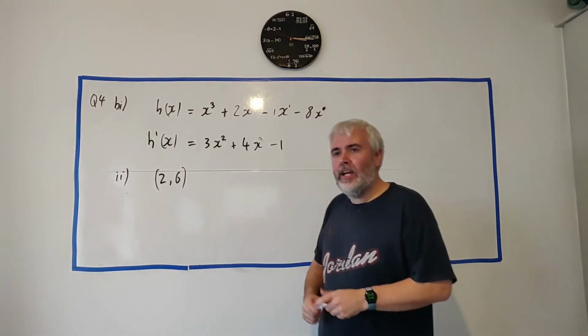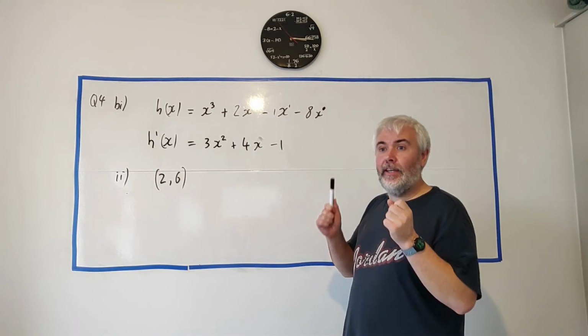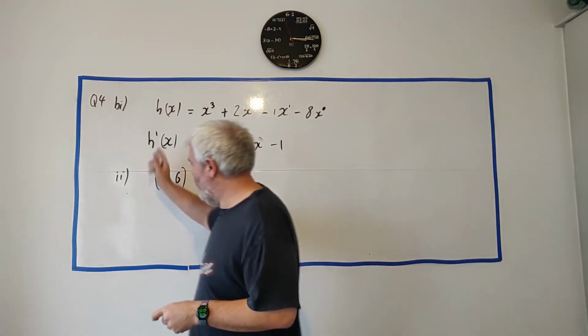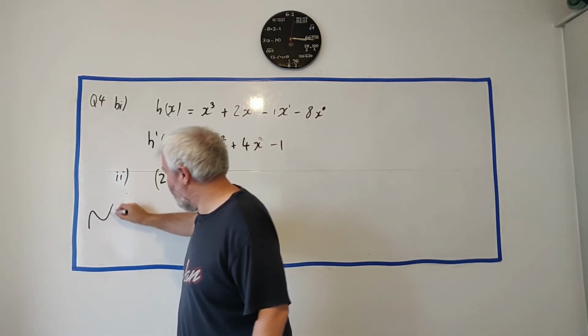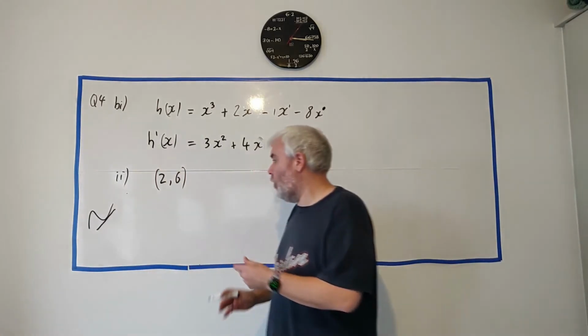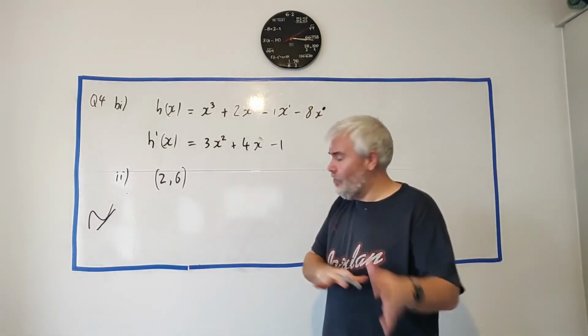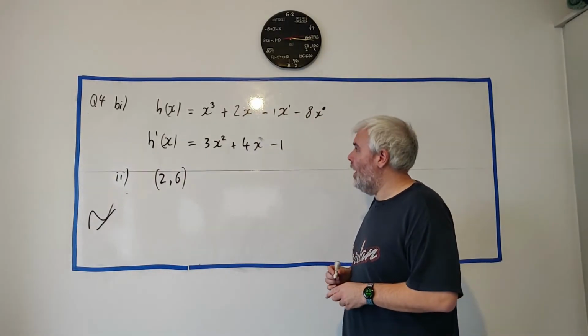For the last part, B part 2, they asked us to find the equation of a tangent to h(x). So we don't know what h looks like. Let's just say it looks like that. Equation of a tangent. We can draw a tangent. We've been drawing tangents since junior cert. But there's no pictures here. You don't have to draw a picture. We still have to find the equation of a tangent.